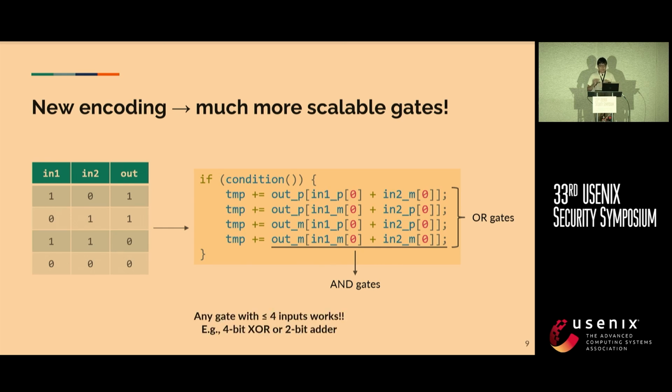This means that we can now build much more complex gates like the XOR gate or even a huge 2-bit adder using only one single weird gate. In contrast, Firework can only build basic logic gates like AND, OR, and NOT gates.